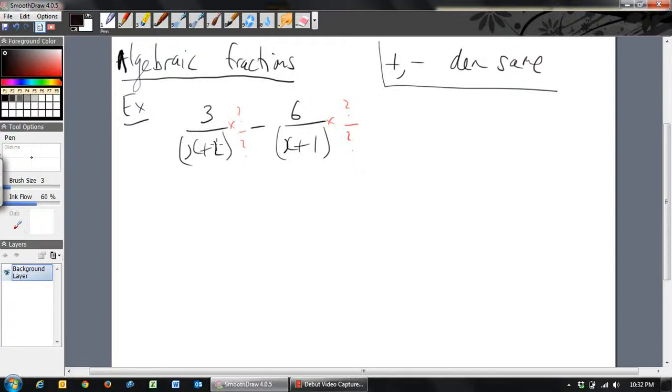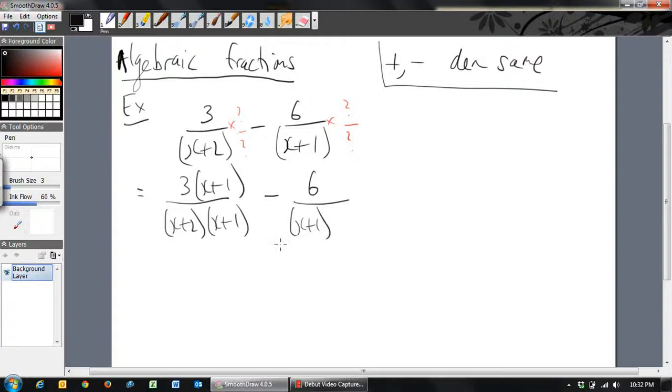To get them the same, we want to multiply this side by x plus 1, and we want to multiply this side by x plus 2. So let's just do the first side, 3 over x plus 2. We want to multiply that by x plus 1 to get this common denominator on the bottom, and we need to do the same on the top line, because we're always doing that. Then minus 6 over x plus 1, and again we want the same denominator, so we multiply that by x plus 2, and we need to do the same to the top line to make sure everything is okay.